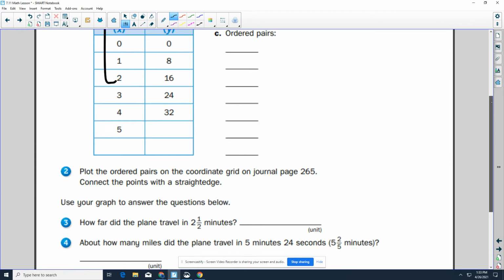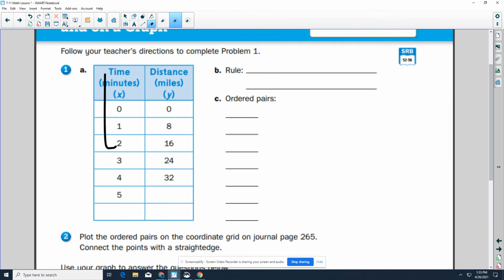It's going to be time in minutes. And then I can see for the y, it's going to be distance. And I also want to remember the x goes, oops, I did that backwards. Okay, the x goes left or right, and the y goes up and down.